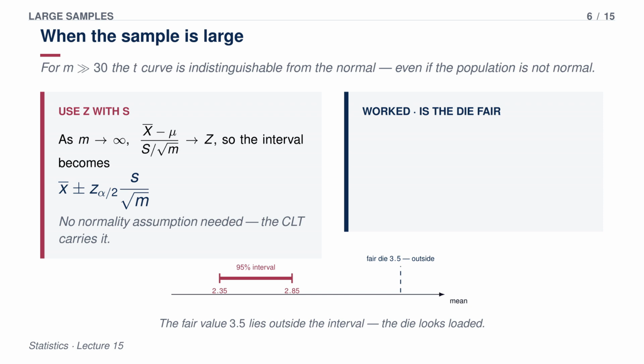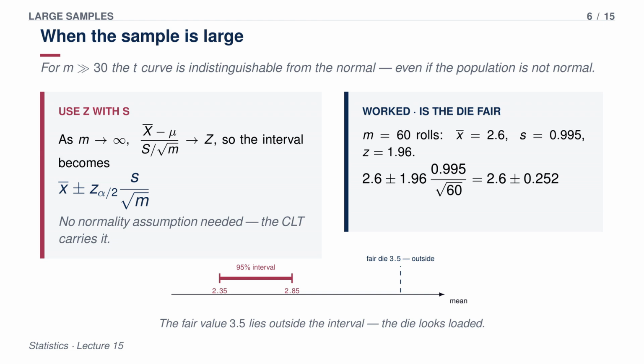60 rolls, the average outcome is 2.6, sample standard deviation 0.995, 95%, so z is 1.96. The margin is 1.96 times 0.995 over root 60, about 0.252. 2.6 plus or minus that is the interval 2.35 to 2.85. And here's the payoff. A fair die has a mean of 3.5, and 3.5 sits outside that interval. So with 95% confidence, this die looks loaded.